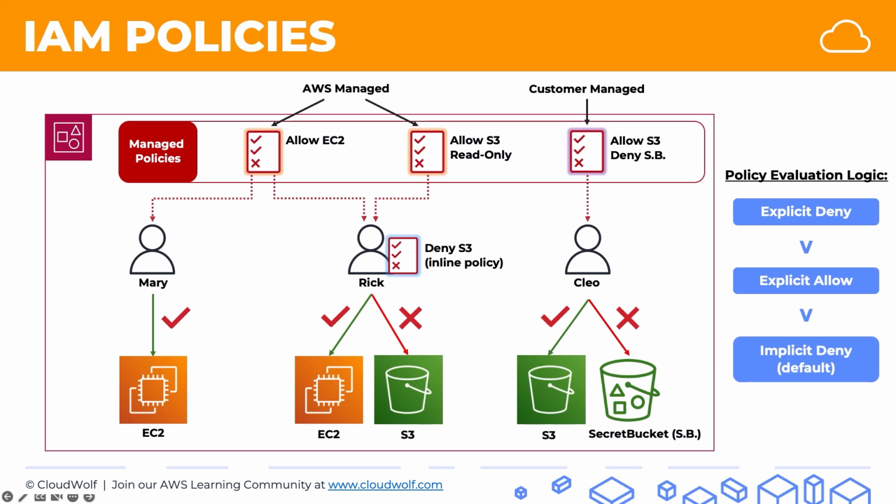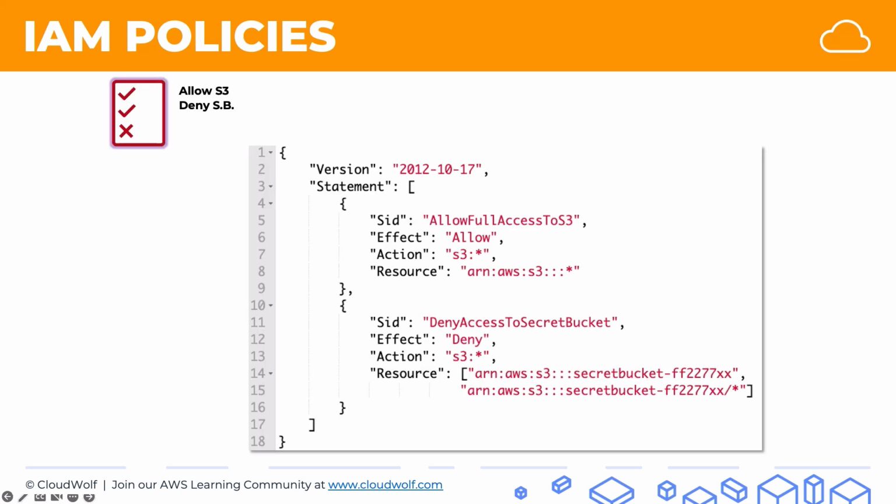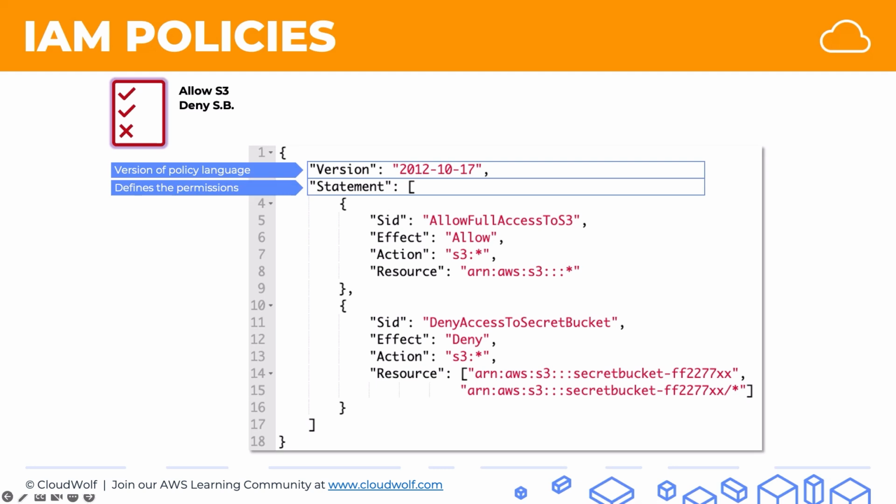So moving on, we've talked about that. Let's look at a specific policy in action. So here is our policy that we want to create, and this is what it looks like. And we're going to go through this line by line. The first line is the version of the policy language. It's pretty much always going to be the same, 2012-10-17.